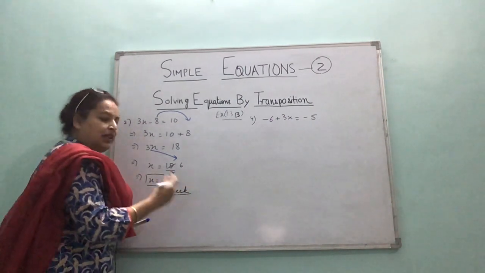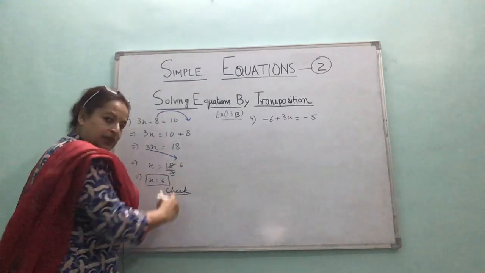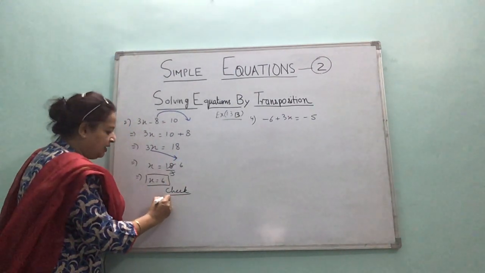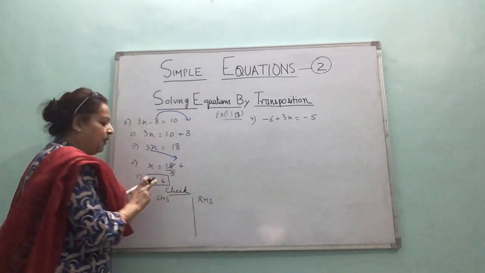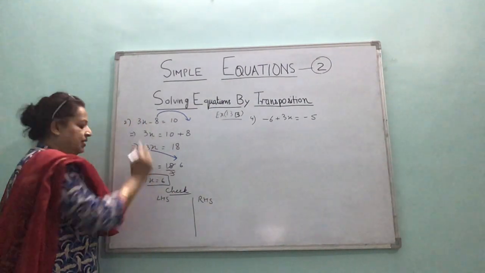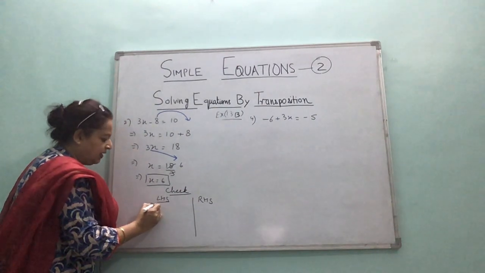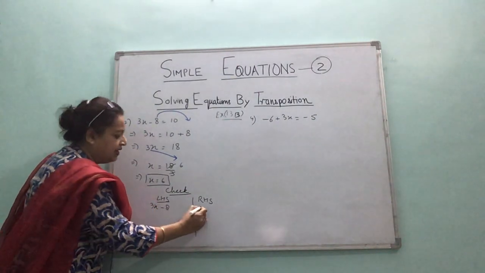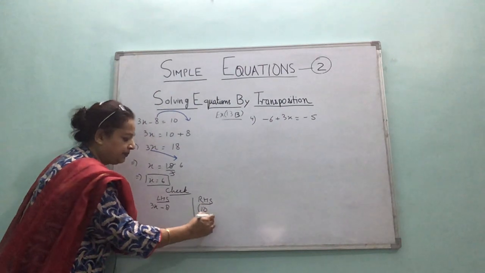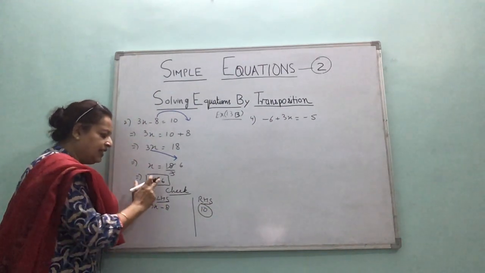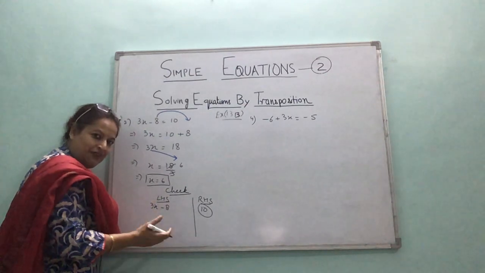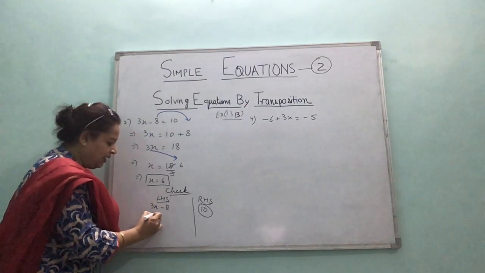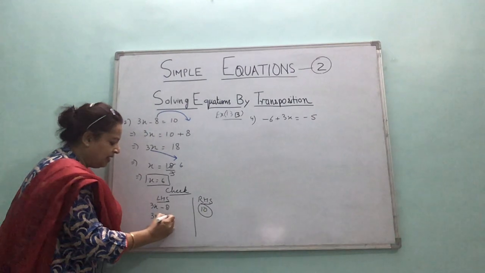Check. Now this check, you will do it just underneath and write LHS, RHS. Now what is the left hand side? This. Left hand side is 3x minus 8 and right hand side is 10. Wherever there is x, I'll put the value of x as 6 and check, simplify and see whether it is correct or not. 3 into 6 minus 8.